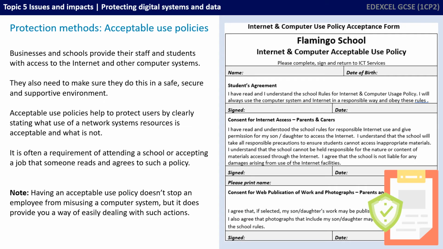Now, just as with encryption, having the acceptable usage policy on its own doesn't stop someone from misusing a computer system, but it does provide you a way of easily dealing with actions and thus deterring people.